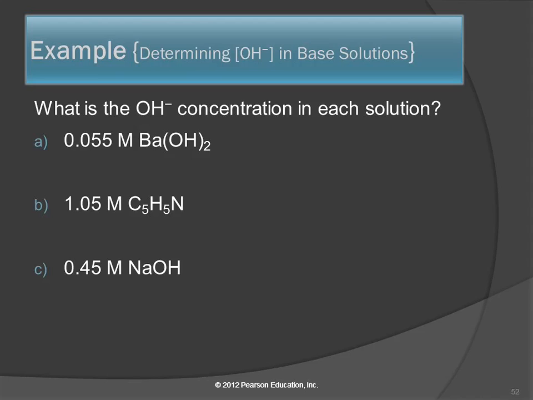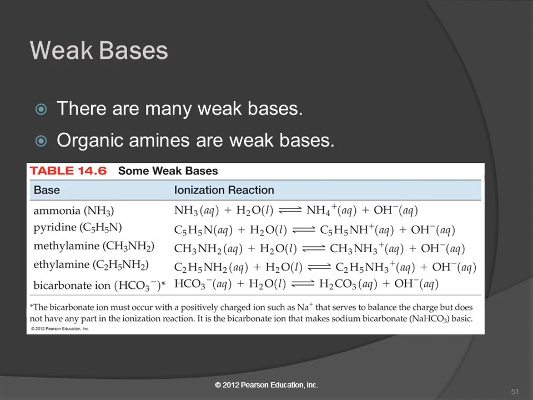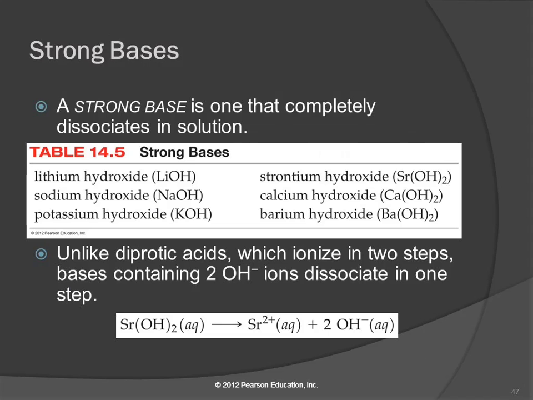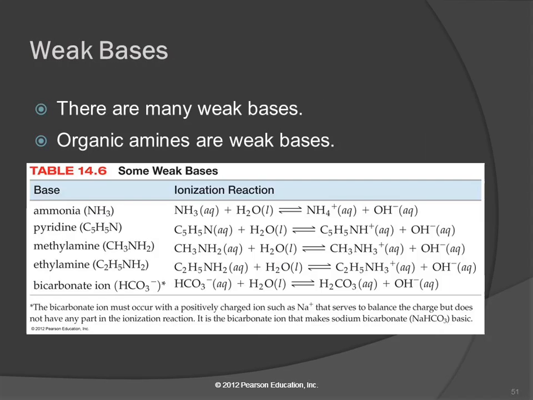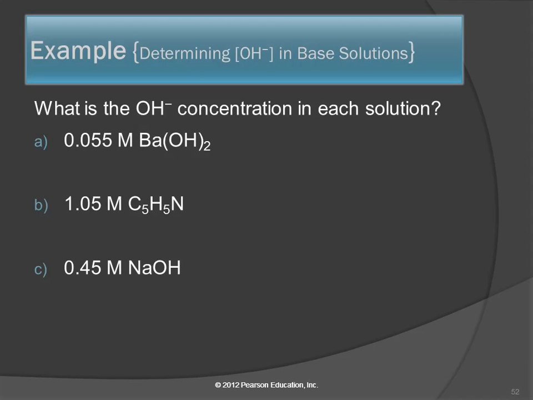Okay, so here's a similar question to the one that we had about the acids. Barium hydroxide, strong base or weak base? Let's go back and look at that table. With the bases, the strong bases all had something in common. They were metal hydroxides. Okay? So we get to this one and we look at this barium hydroxide. That's a strong base.